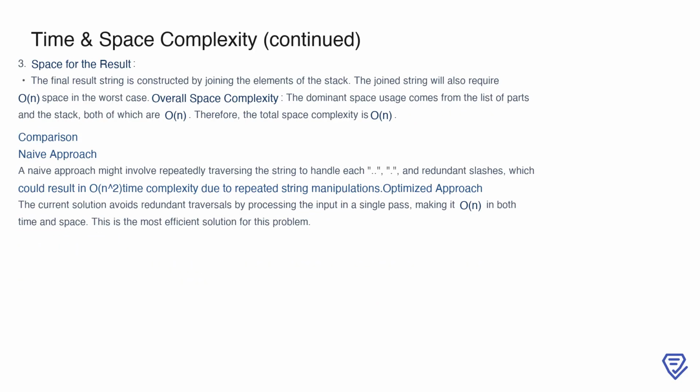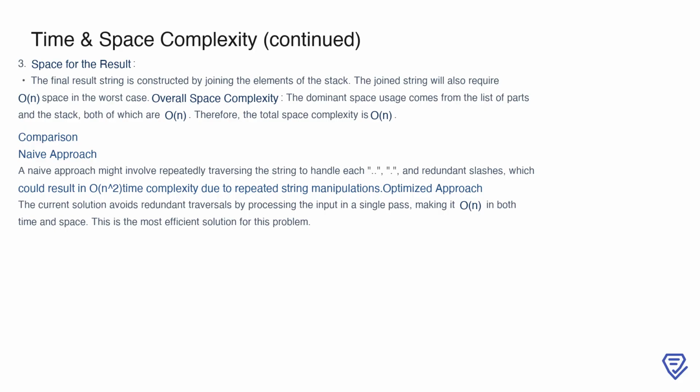Now considering the space required for constructing the result, the final simplified path is built by joining the stack elements. The resulting string will also require O(n) space in the worst case, as it represents a subset of the input string. Combining all the space contributions, the dominant factors are the list of parts from splitting and the stack, both of which are O(n). Therefore, the total space complexity of the solution is O(n).